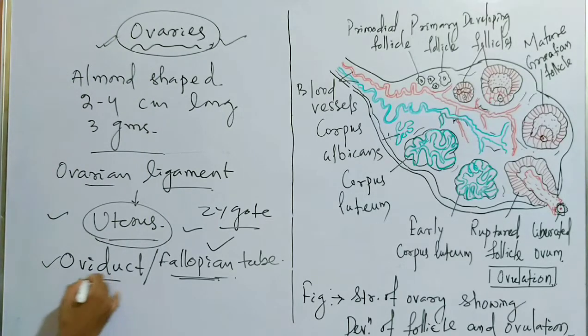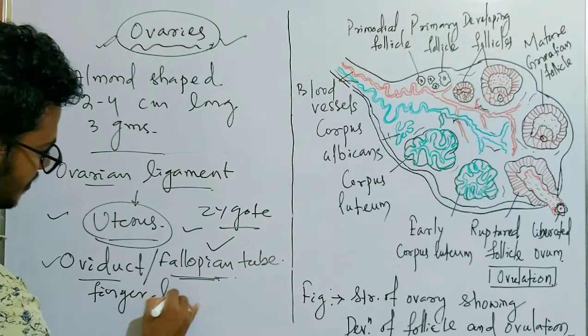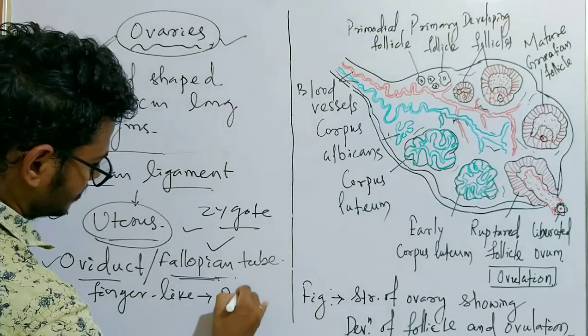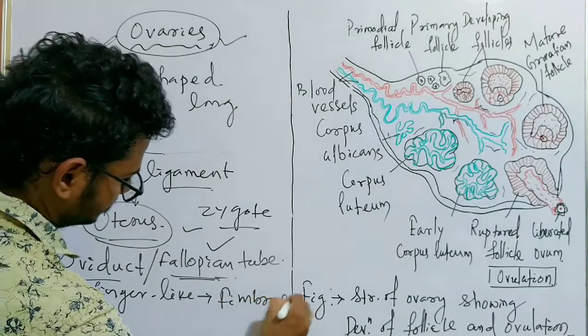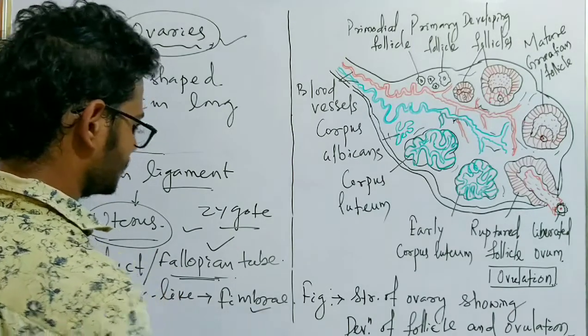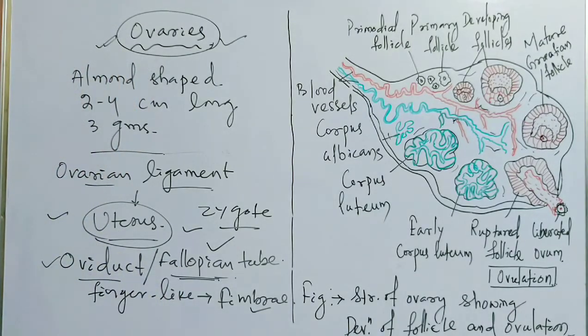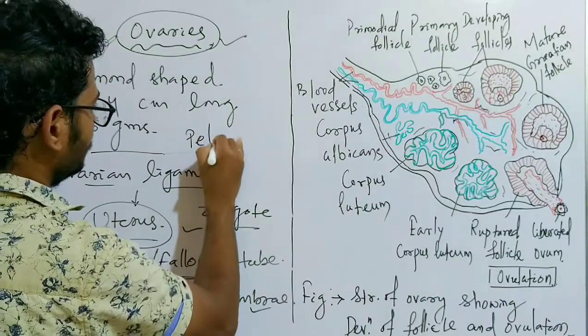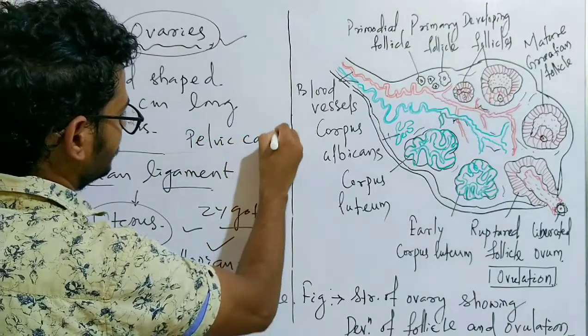They form finger-like structures which are known as fimbriae. The ovaries are attached with the help of these finger-like structures, the fimbriae. They are present on either side of the uterus in the pelvic cavity. Where is it located? In the pelvic cavity.